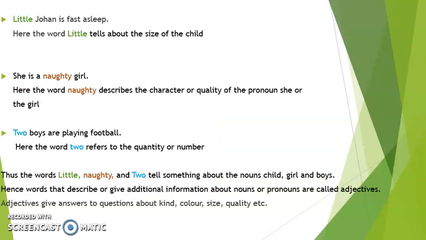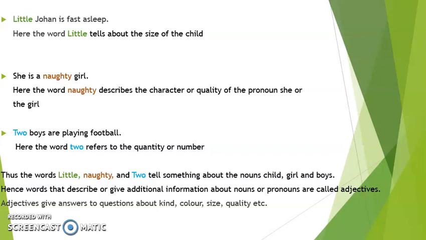The first example is: little Johan is fast asleep. Now, I have highlighted the word little in green to indicate that little is an adjective. Little refers to the size of the child. It tells us what size the child is, whether he is small or of what age. You can actually gauge to what age he belongs from the word little. So little Johan is fast asleep.